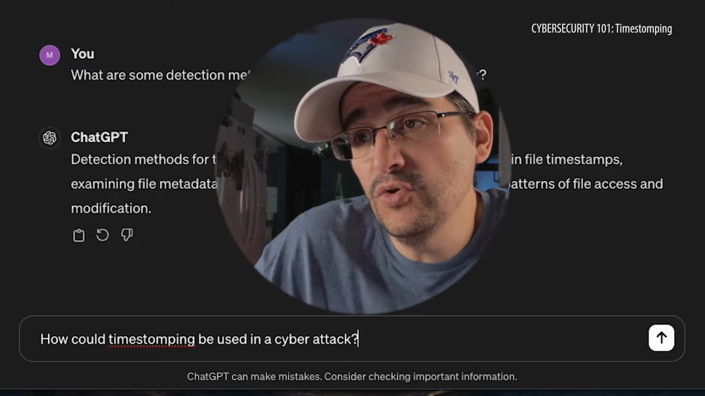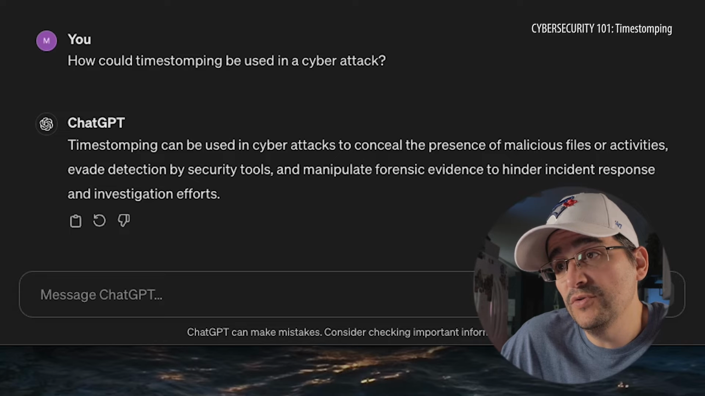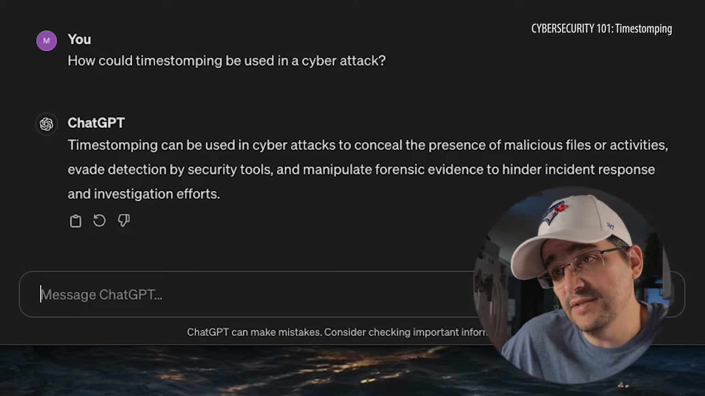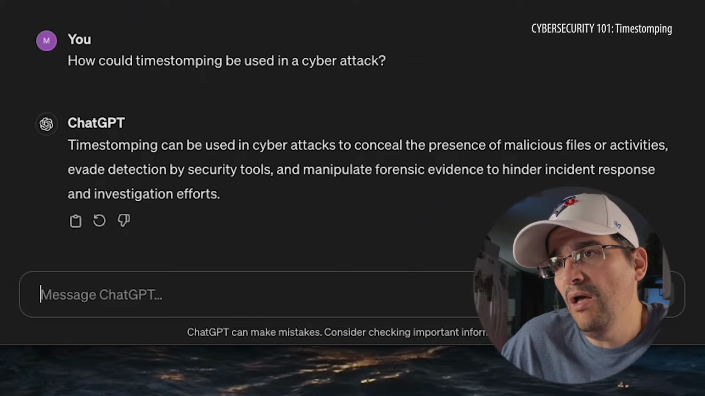Well, since it's bad, let's see how time stomping could be used in a cyber attack. So it can be used to conceal the presence of malicious files or activities. All right, that makes sense. Evade detection by security tools and manipulate forensic evidence to hinder incident response and investigation efforts. Okay. Interesting.